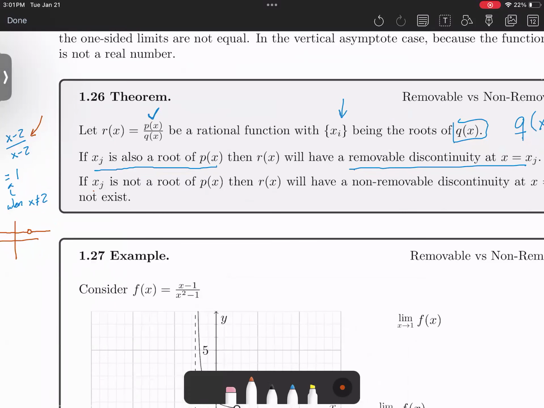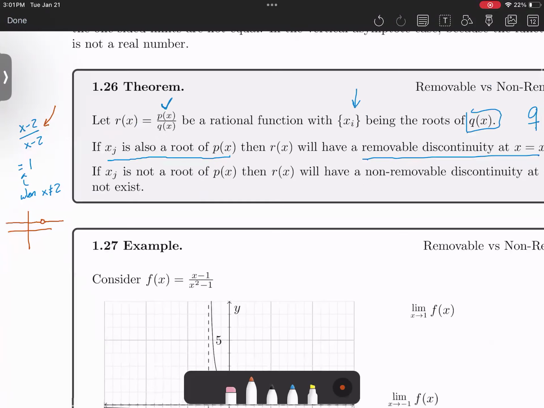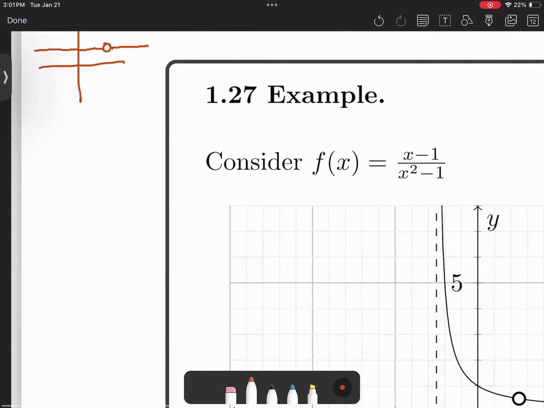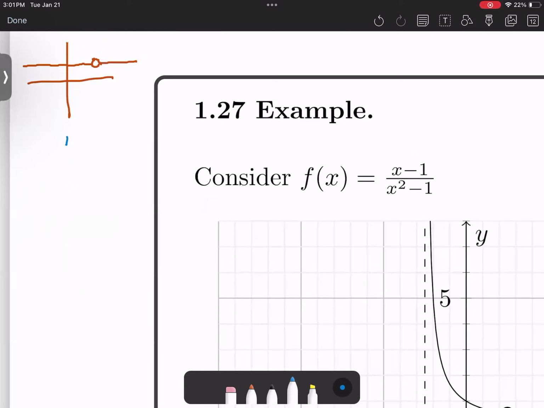Now contrast that to the case where you don't have a root of the numerator. So if you have a root of the denominator but not the numerator, it's called a non-removable discontinuity. So a good example there, take 1 over x. Right? This has a root of the denominator. If x was 0, then it would make my denominator 0. But obviously, if x is 0 here, it doesn't give me a 0. So it's a root in the denominator, but not a root in the numerator. And here we have a non-removable discontinuity.